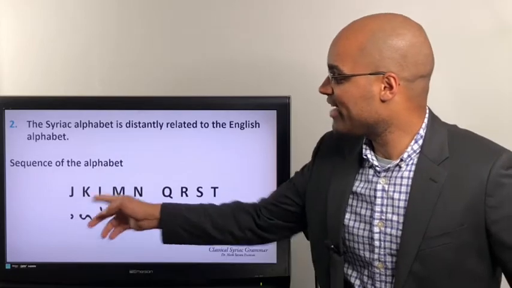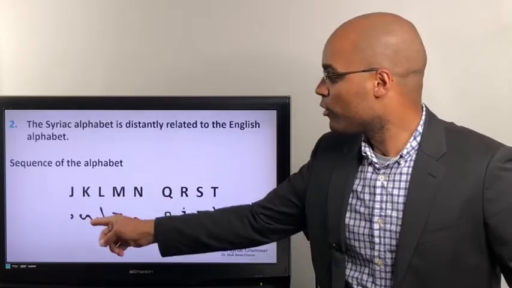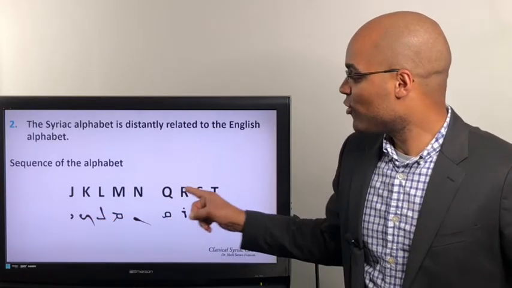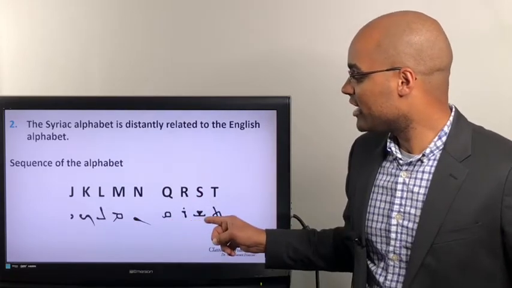The first one is JKLMN, which matches exactly with what we have: Yod, Kaf, Lamed, Mim, Nun. And then we have QRST, which matches entirely with Kof, Resh, Shin, and Tau.